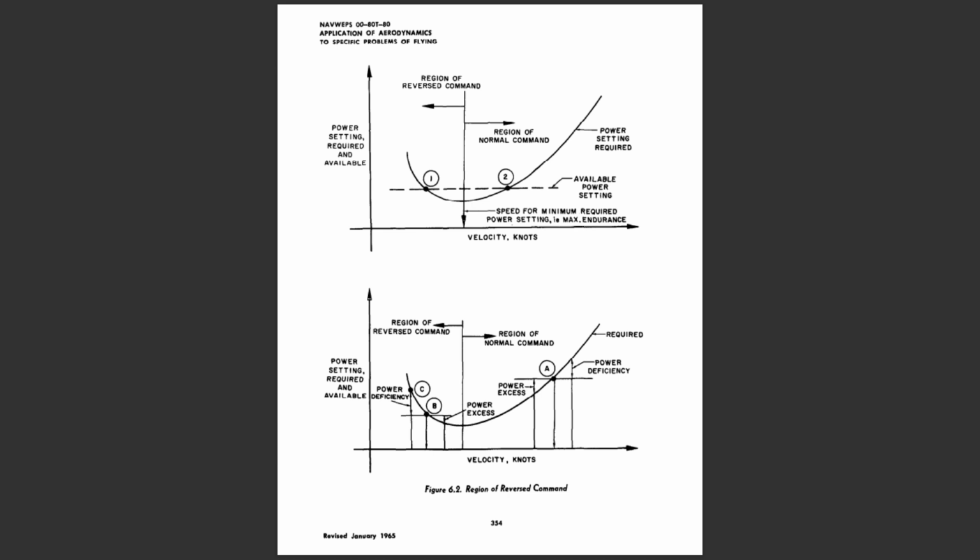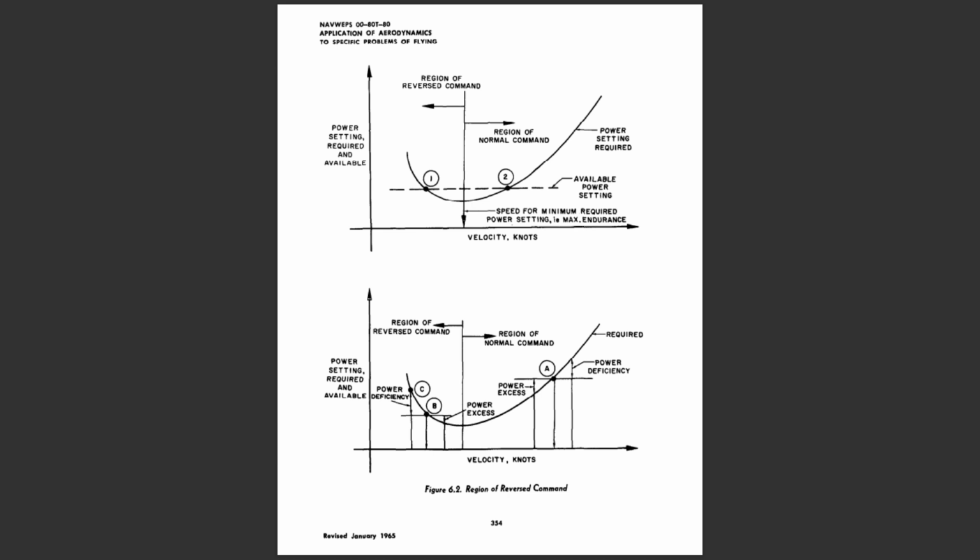However, at low speeds, an increase in speed reduces the required power setting until some minimum value is reached at the conditions for maximum endurance. Increased speed beyond the conditions for maximum endurance will then increase the power setting required for steady level flight. Regions of normal and reversed command. This typical variation of required power setting with speed allows a sort of terminology to be assigned to specific regimes of velocity.